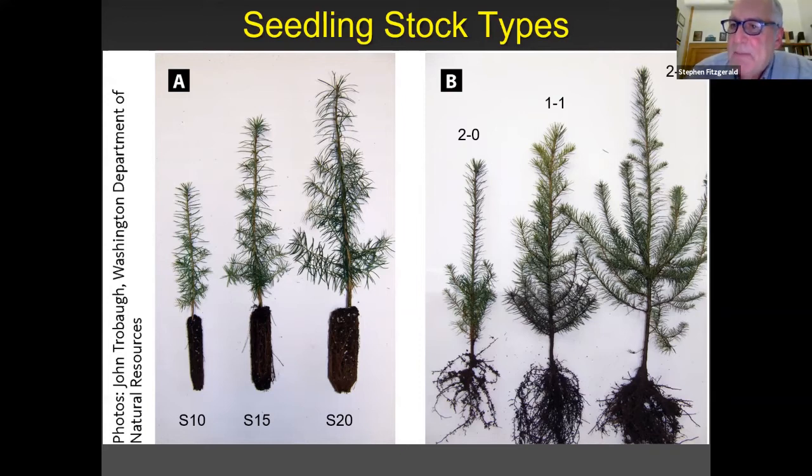They're heavy, and you can't pack as many out onto the site. But they do well on very productive sites, or sites where you expect browsing because they're a bigger seedling. They can handle a little bit more browsing. Or if there's more shrub competition, these larger seedlings often can plow through some of the shrubs. So that's a little background on stock type.